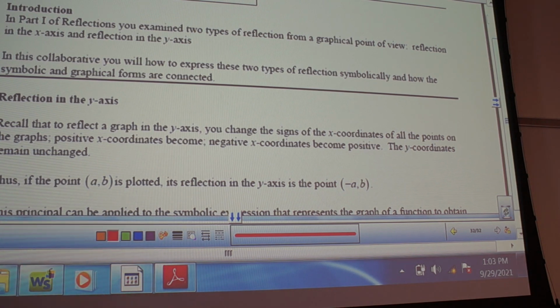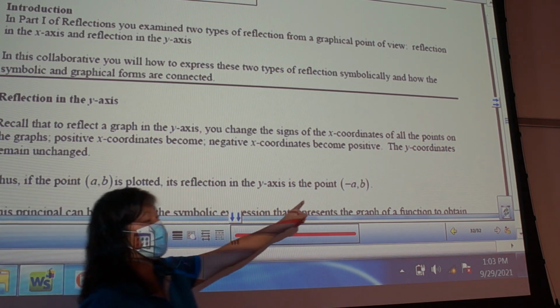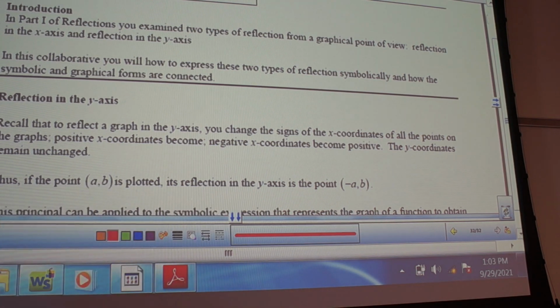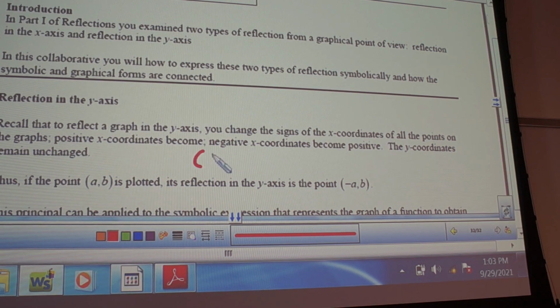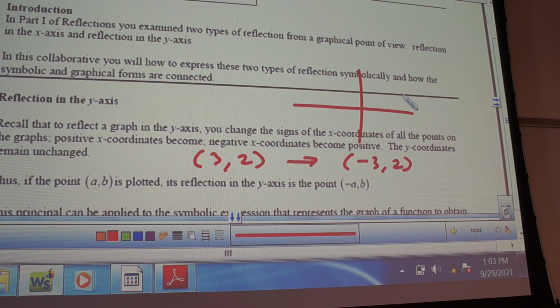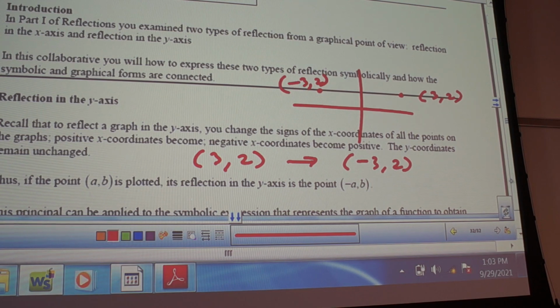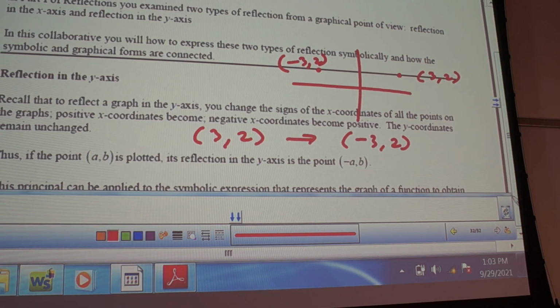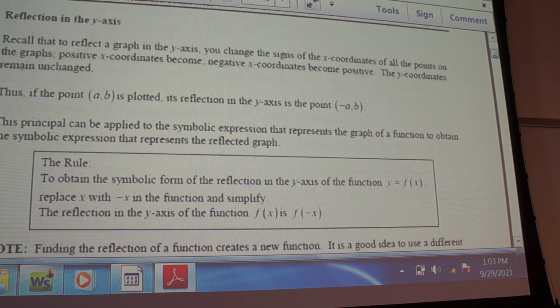So, remember we talked about this. (a, b) becomes (negative a, b). So, for example, (3, 2) would become (negative 3, 2). Here's (3, 2). If you go over here, everyone on board? Right, (3, 2) to (negative 3, 2). So what happens is x becomes negative x. Everybody on board? It's actually just as simple as that.